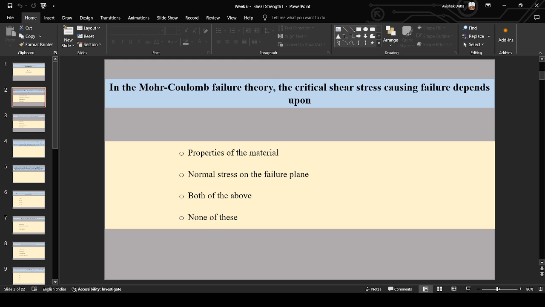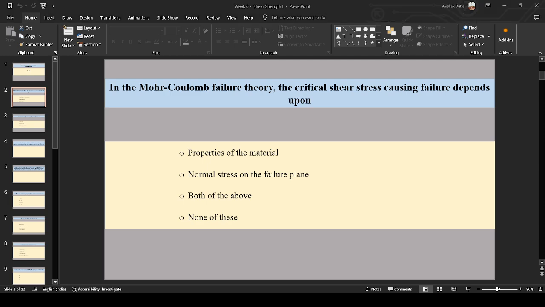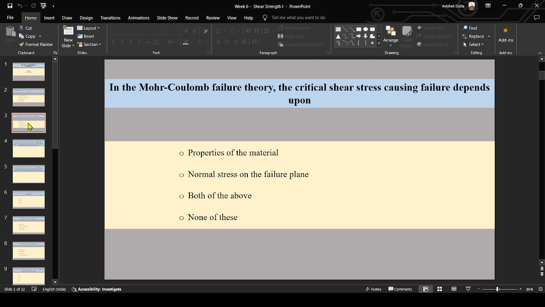I'll repeat the question. In the Mohr-Coulomb failure theory, the critical shear stress causing failure depends upon. Options are properties of the material, normal stress on the failure plane, both of the above, or none of these. Okay. Next question.